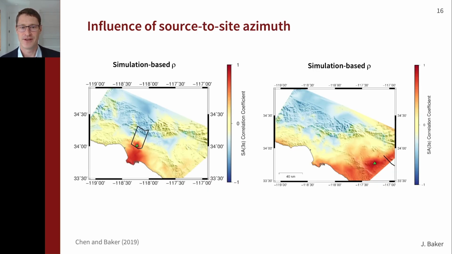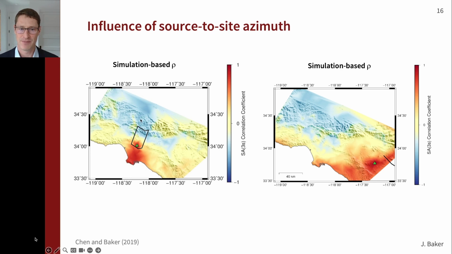Okay, we see some other effects. So here are some other maps of these CyberShake pair-specific correlations. The left panel, this is now a Puente Hills rupture. You can see the surface projection in the middle of the map. If we put the reference site right at the south end of that rupture, then all of the other stations that are near the south end of that rupture are very highly correlated with the reference site.